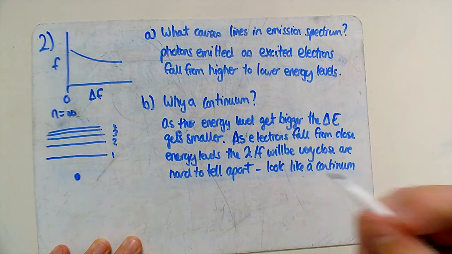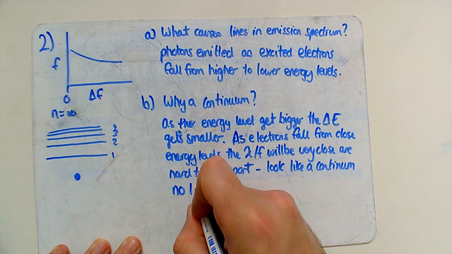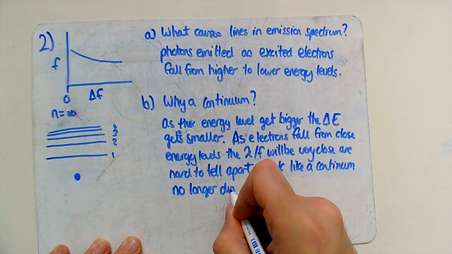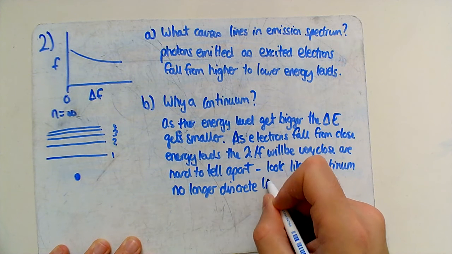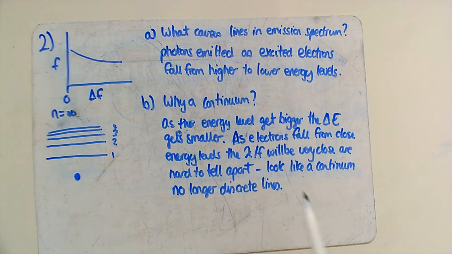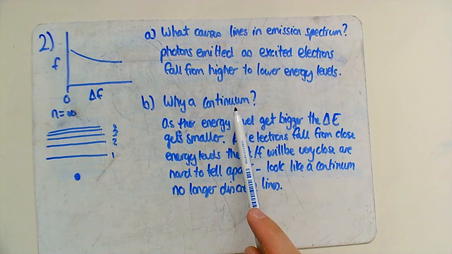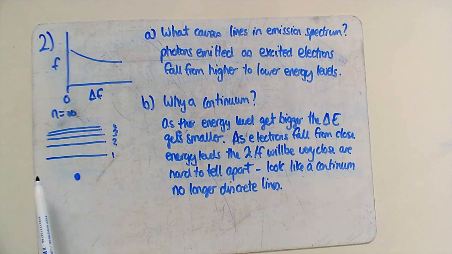Sorry, there's two U's in there. No longer discrete lines. So we need to make sure that we talk about understanding that the energy levels get closer together, but a continuum is not energy levels, it's to do with photons and it's to do with wavelengths. So we need to talk about emission, electrons falling, and their wavelengths will get closer and closer together until they're hard to tell apart and no longer discrete lines.